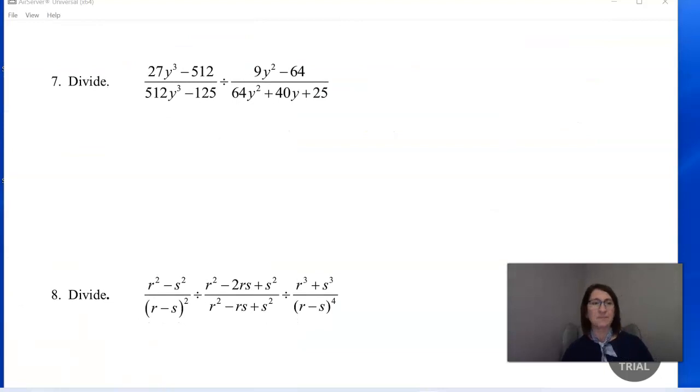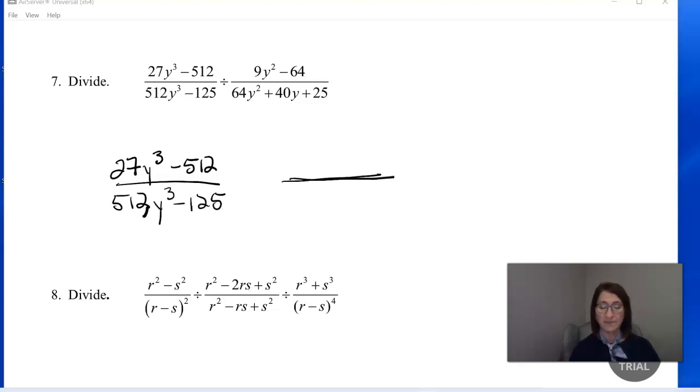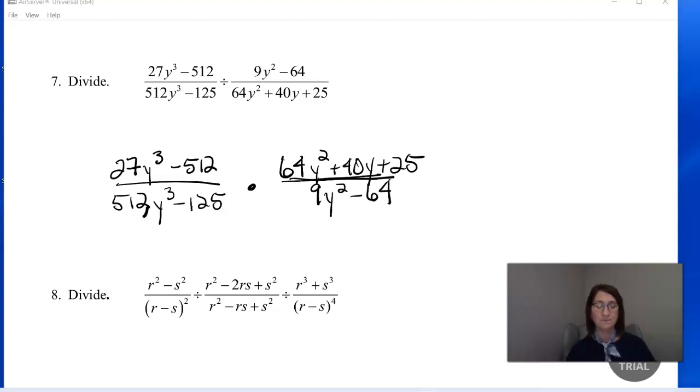All right, let's look at number 7. So for problem number 7, first thing we want to do, prep it. Okay, so here's our 2 fraction bars. And so I'm just going to take 27y cubed minus 512 over 512y cubed minus 125 times. And let's bring this 64 to the top. 64y squared plus 40y plus 25, all over that 9y squared minus 64.